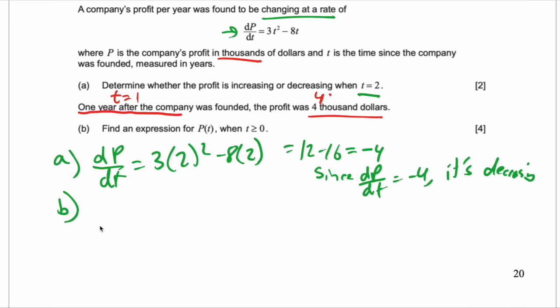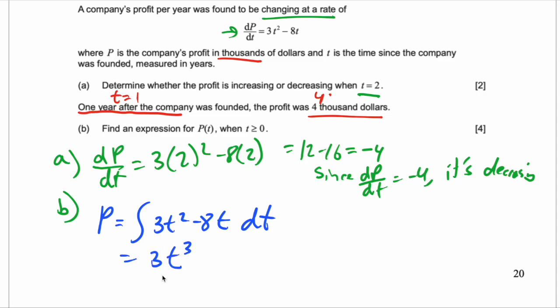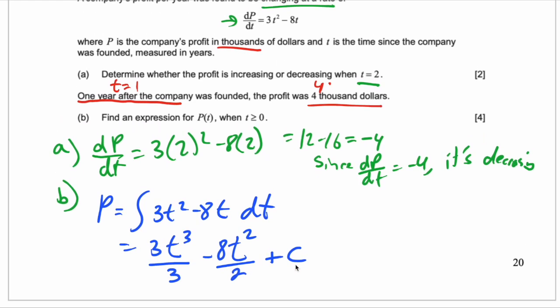Okay. So P, profit, equals the integral of 3t squared minus 8t dt. So to find the integral, we increase the exponent by 1 and divide by 3. In this one, we increase the exponent by 1 and divide by 2. And don't forget the plus c at the end. And they give us this other information of t equals 1, P equals 4, so we can sub that in to find c.